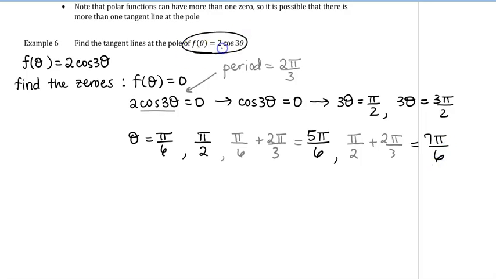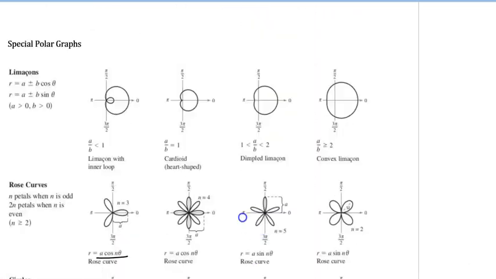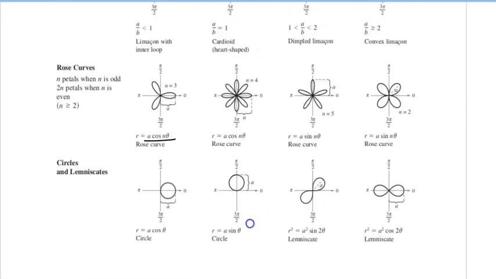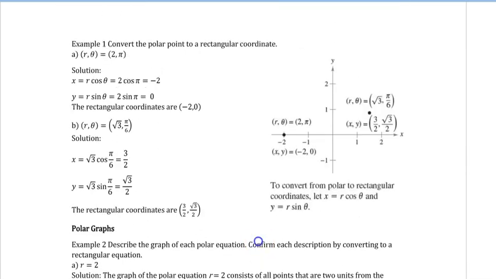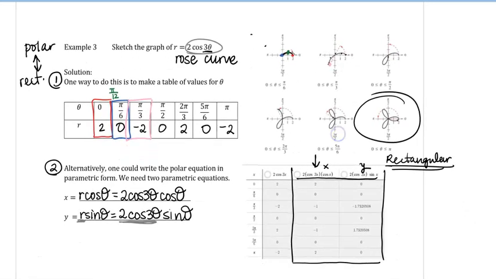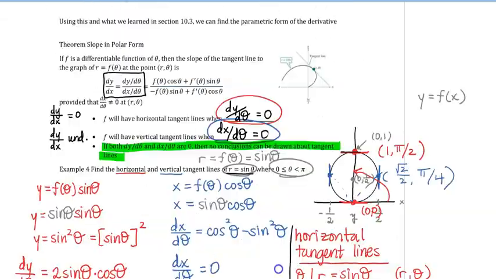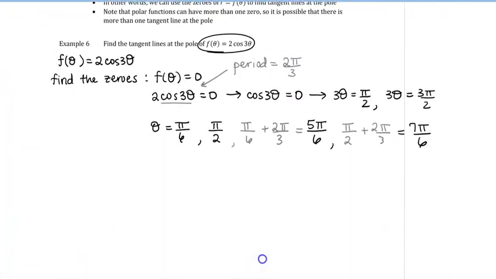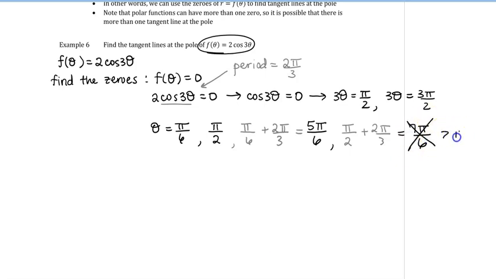But we've seen this function before, 2 cosine 3 theta. We looked at it earlier in this lesson. It is a rose curve. And we saw in the first example that we looked at where we graphed a polar function that this entire rose curve is traced out by letting theta run from 0 to pi. So I don't need any solutions that are larger than pi. So I'm not going to consider the 7 pi over 6 because that is larger than pi. I'm only considering the pi over 6, the pi over 2, and the 5 pi over 6.